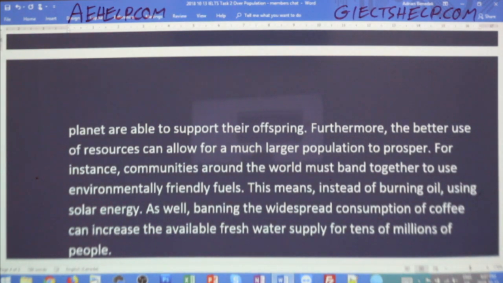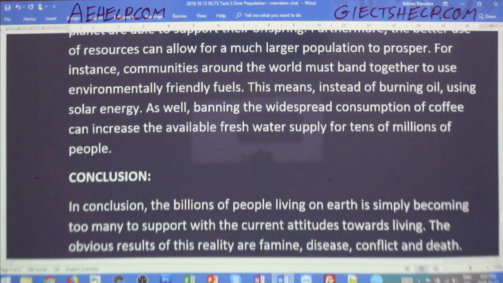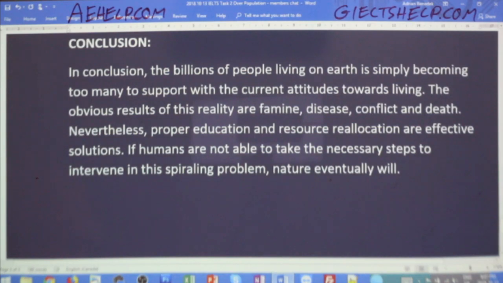For instance, communities around the world must band together to use environmentally friendly fuels. This means instead of burning oil, using solar energy. As well, banning the widespread consumption of coffee can increase the available freshwater supply for tens of millions of people. In conclusion, the billions of people living on Earth is simply becoming too many to support with the current attitudes towards life.